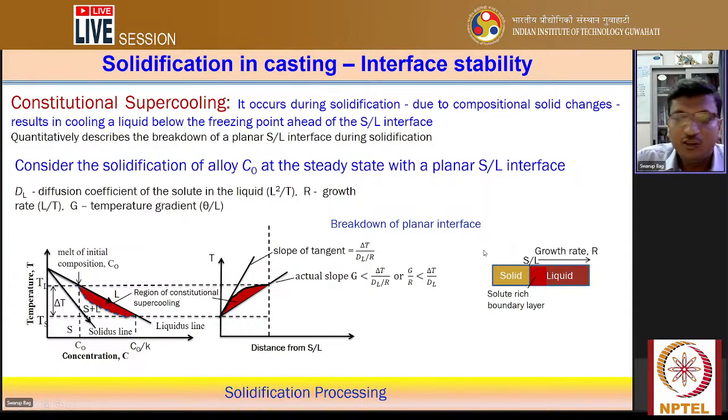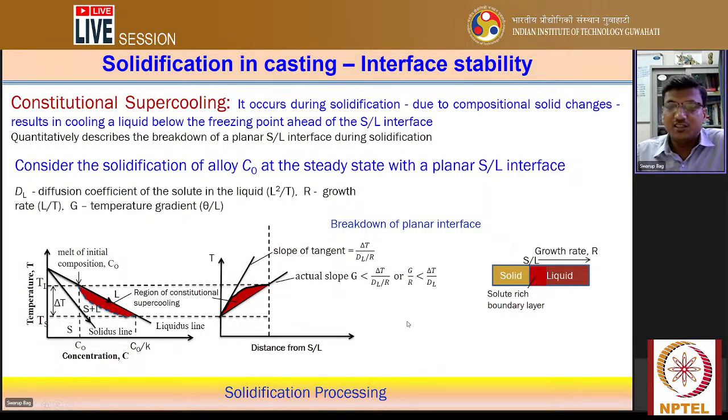It depends on the diffusion coefficient divided by the growth rate, which increases the boundary layer thickness in this particular case. And then delta T by boundary layer thickness indicates the slope, and that slope is more than the actual slope, G. The actual slope G is the temperature gradient. So if you see the temperature gradient, this is the actual slope, against distance from the solid-liquid interface. The actual slope G is less than delta T by DL by R, or G by R is less than delta T by DL.